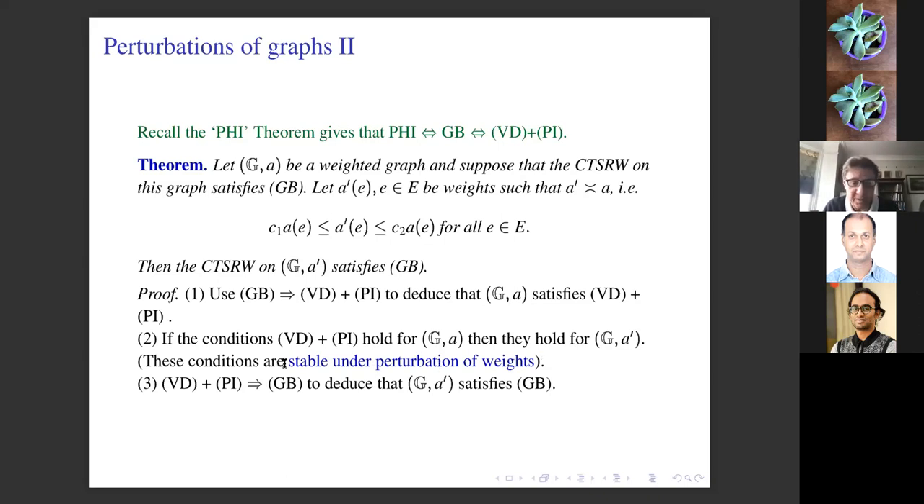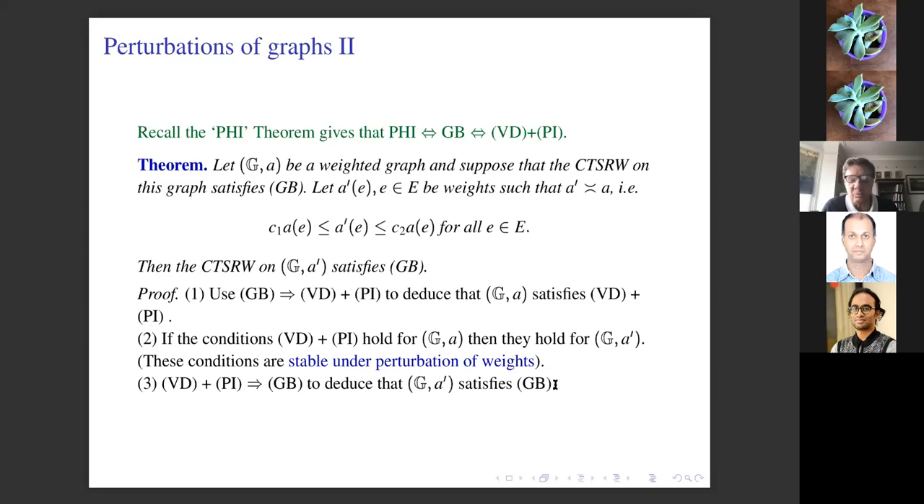And so we can say that these conditions are stable under perturbation of weights. In other words, if they hold for a graph G_A and we have new weights A' which satisfy these conditions here, then the volume doubling and Poincaré inequality also hold for the new graph G_A'. So now we use the PHI theorem again. We use the implication VD plus PI implies GB for the graph G_A' to deduce that that graph satisfies Gaussian bounds.